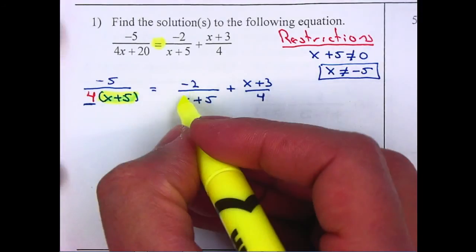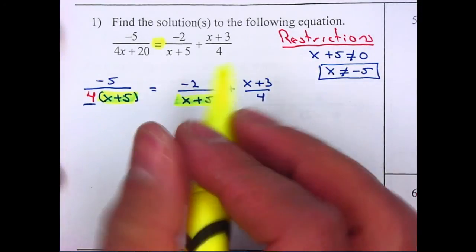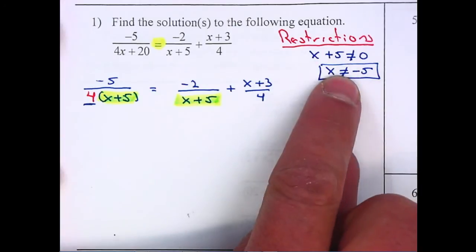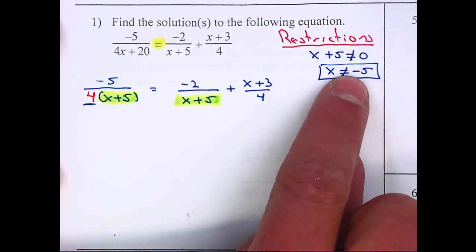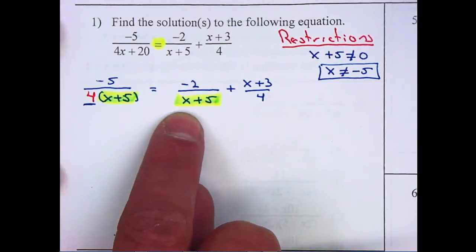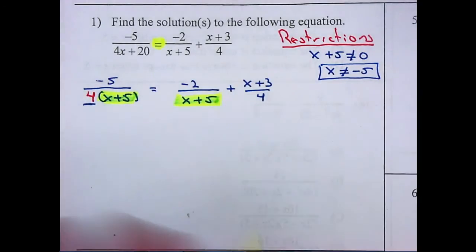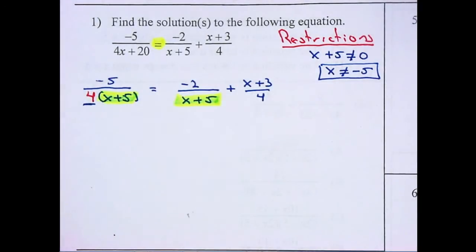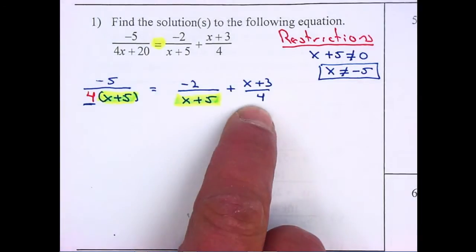Now on the next denominator I have x plus 5, and we already took care of it here. x cannot be equal to negative 5, because that will make the denominator 0. And on the last one we don't have an x, so we don't have to worry about this denominator. It will never be 0.